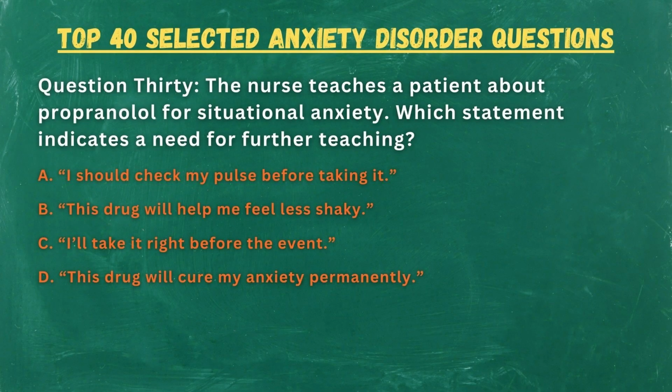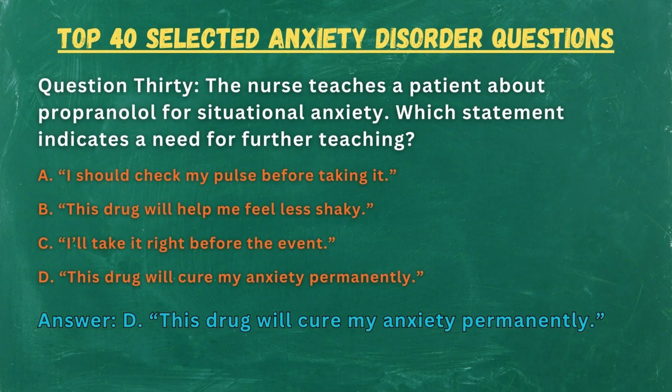The nurse teaches a patient about propranolol for situational anxiety. Which statement indicates a need for further teaching? A. I should check my pulse before taking it. B. This drug will help me feel less shaky. C. I'll take it right before the event. D. This drug will cure my anxiety permanently. Answer: D. This drug will cure my anxiety permanently.